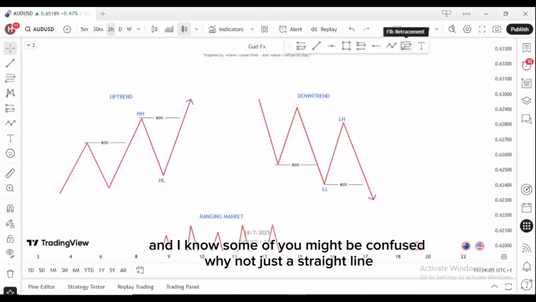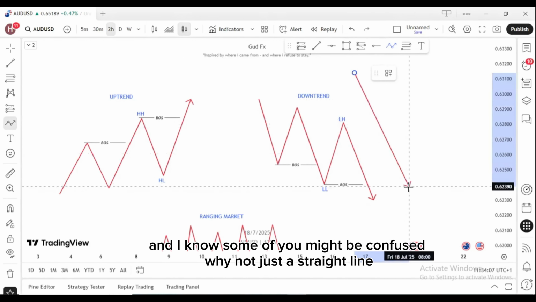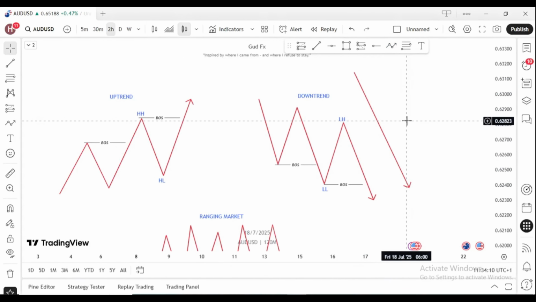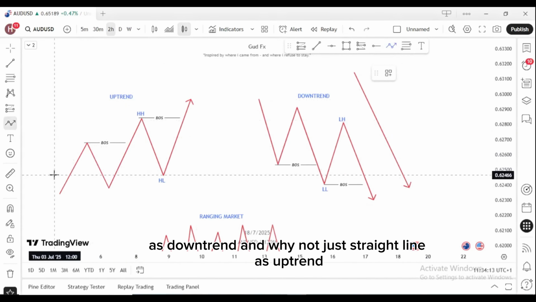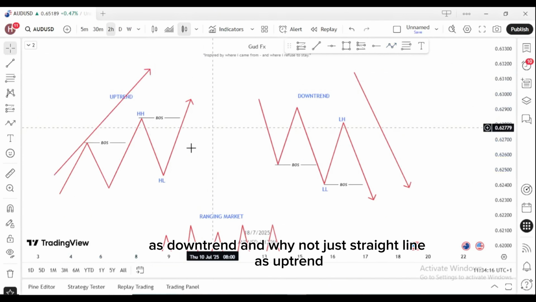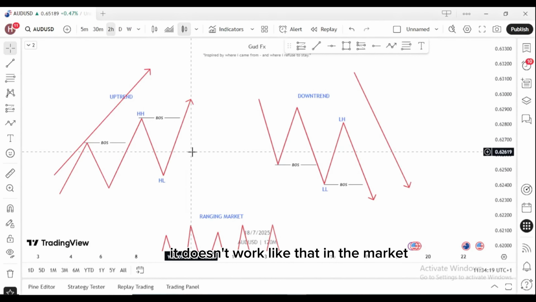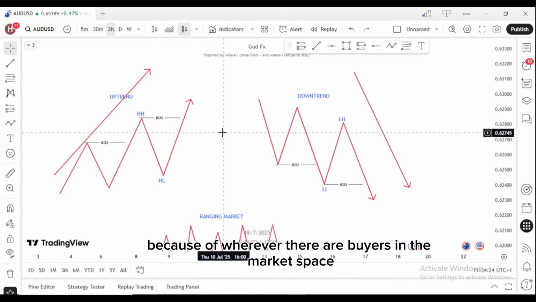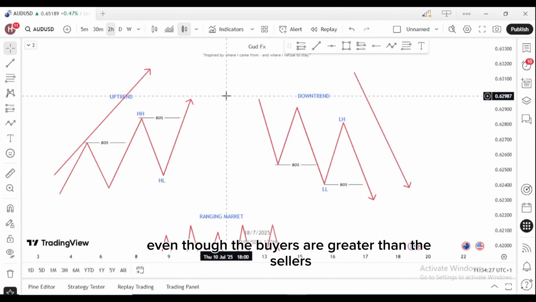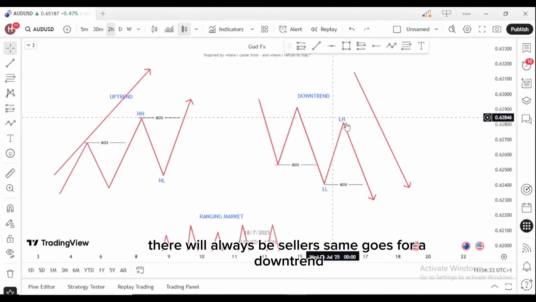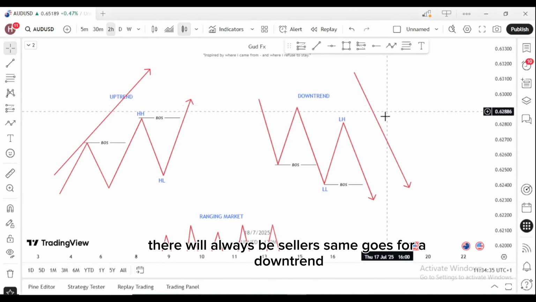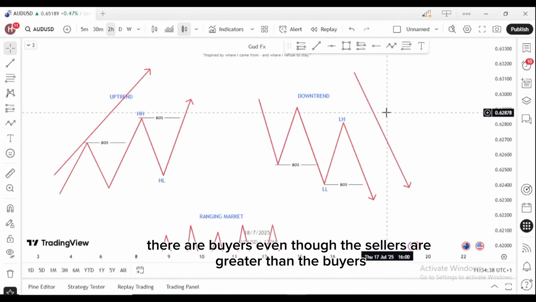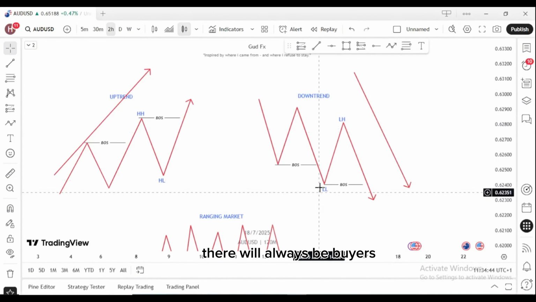And I know some of you might be confused. Why not just a straight line as downtrend, and why not just a straight line as uptrend? It doesn't work like that in the market. Because wherever there are buyers in the market space, there will always be sellers. Even though the buyers are greater than the sellers, there will always be sellers. Same goes for a downtrend. Wherever there are sellers, there are buyers. Even though the sellers are greater than the buyers, there will always be buyers.